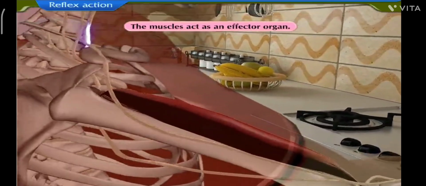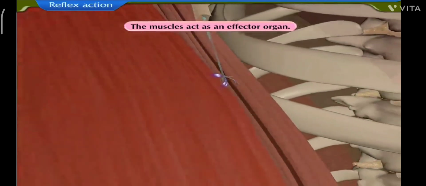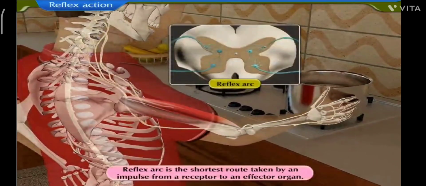The muscles act as an effector organ because they respond to the stimulus perceived by exhibiting the withdrawal movement of the hand. This pathway along which the impulse travels is called the reflex arc. Reflex arc is thus the shortest route that can be taken by an impulse from a receptor to an effector organ.